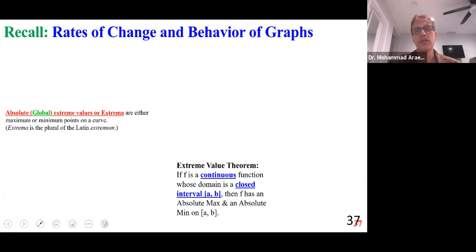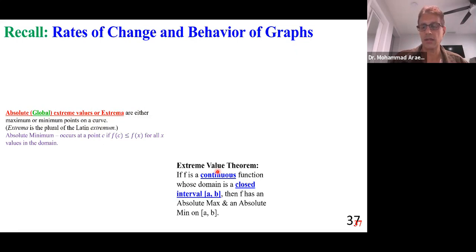Let's look at the definitions quickly before we move on to the next question. Absolute or global extreme values are either maximum or minimum points on a curve. The general word is extrema. Extrema refer to both max as well as min. It is the plural for extremum. So extrema means both. Extreme value theorem. Let's just continue with that thought, then I'll discuss that.